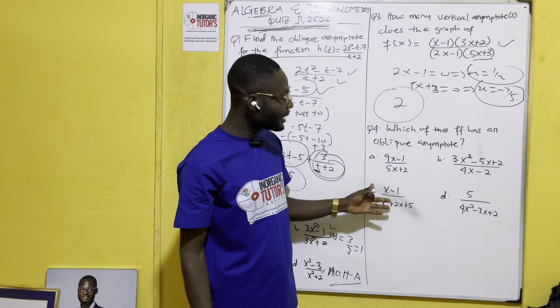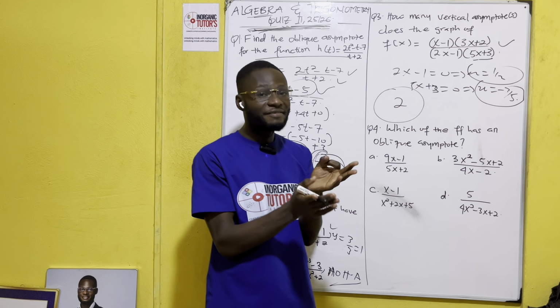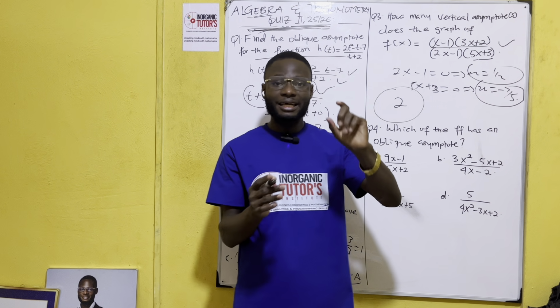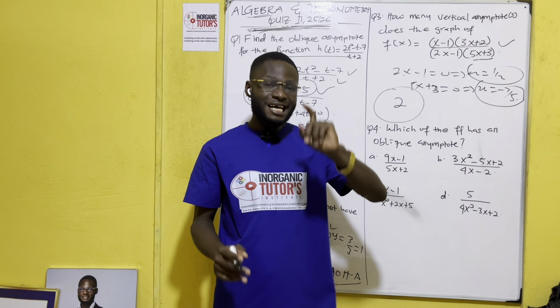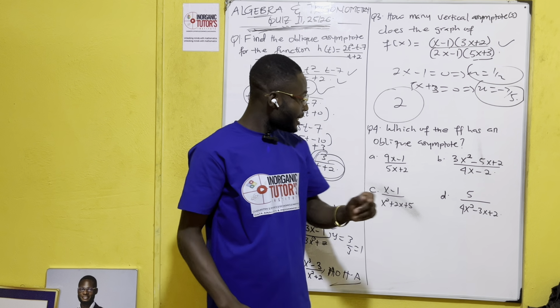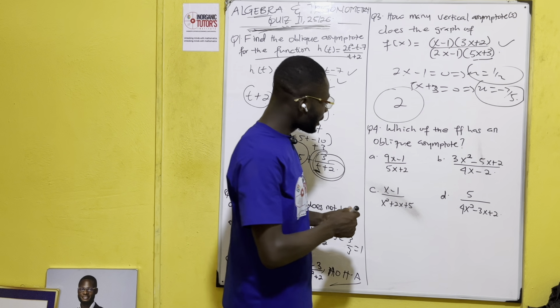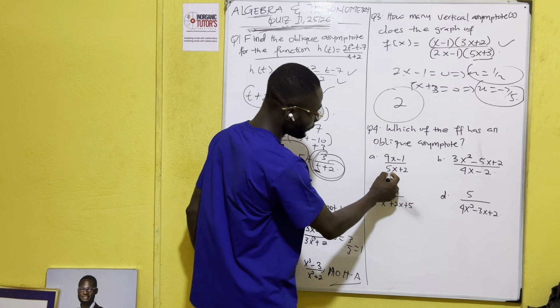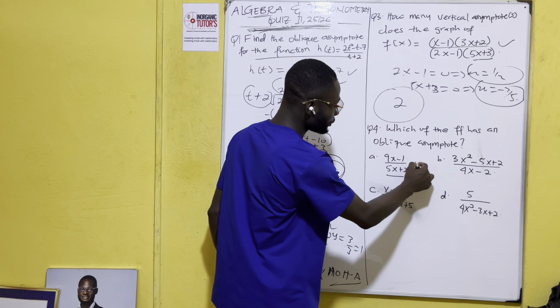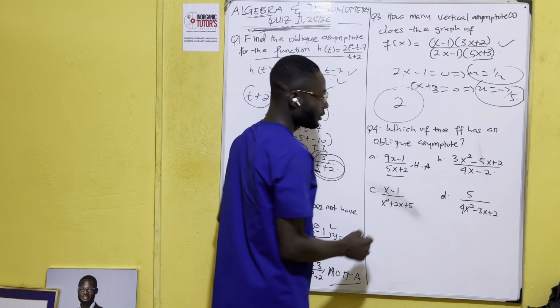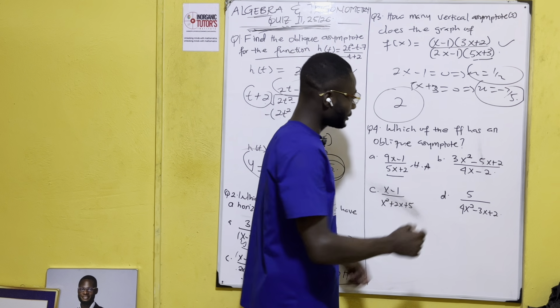So basically, the oblique asymptote rule says that if the degree of the numerator is greater than the degree of the denominator just by 1, then you can say that the oblique asymptote exists. So let's look at option A. Option A is a horizontal asymptote, so we will not consider that.